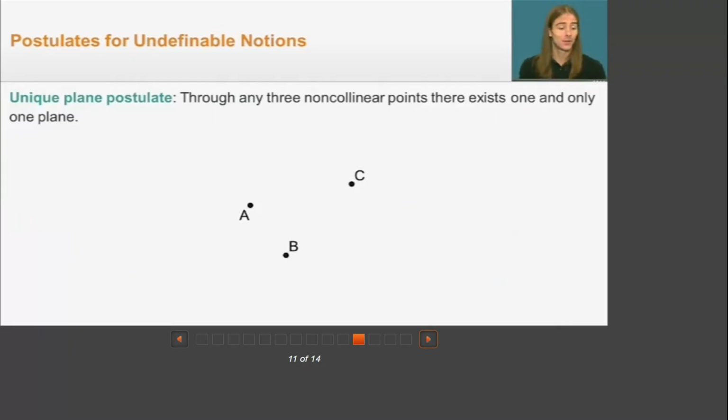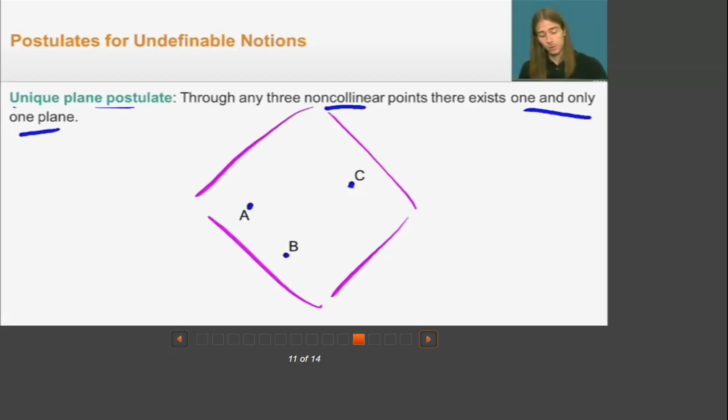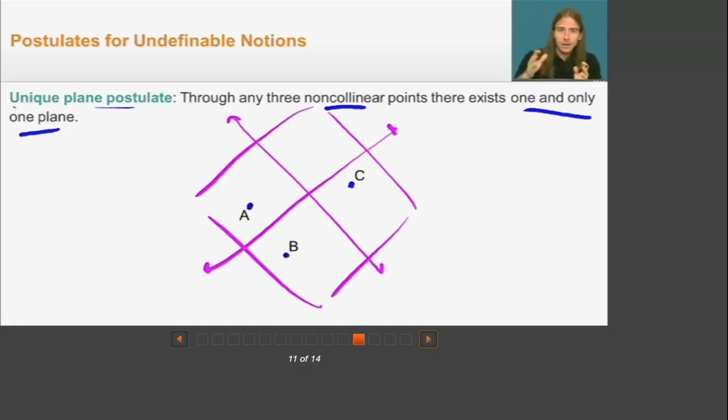Let's check out another postulate. It's called the unique plane postulate, and it states that through any 3 non-collinear points, there exists one and only one plane. So the points down here, points A, B, and C, they're non-collinear because it's pretty clear there's no straight line that goes through them. And this postulate tells me there's exactly one, just one, no more, plane that goes through this. And if you think about it, that'll start to make sense too. And remember that planes extend infinitely in their length and width directions.